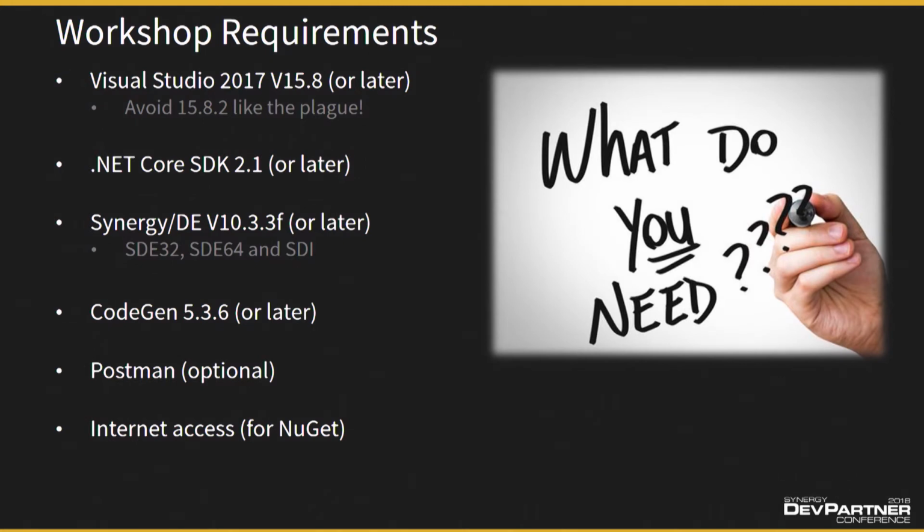The requirements, and hopefully you've all got these at this point in time, we do require Visual Studio 2017, 15.8 or later. We need the .NET Core SDK. We need the latest and greatest version of Synergy 10.3.3F, because that's where we formally support .NET Core development. We need the latest, this is the latest version of CodeGen as of today. That's likely to continue as we develop. We've added, I don't know how many, but I've done probably 6 or 7 CodeGen releases in the last 3 months, well, maybe 4 or 5 months, as we found new things that we needed to do.